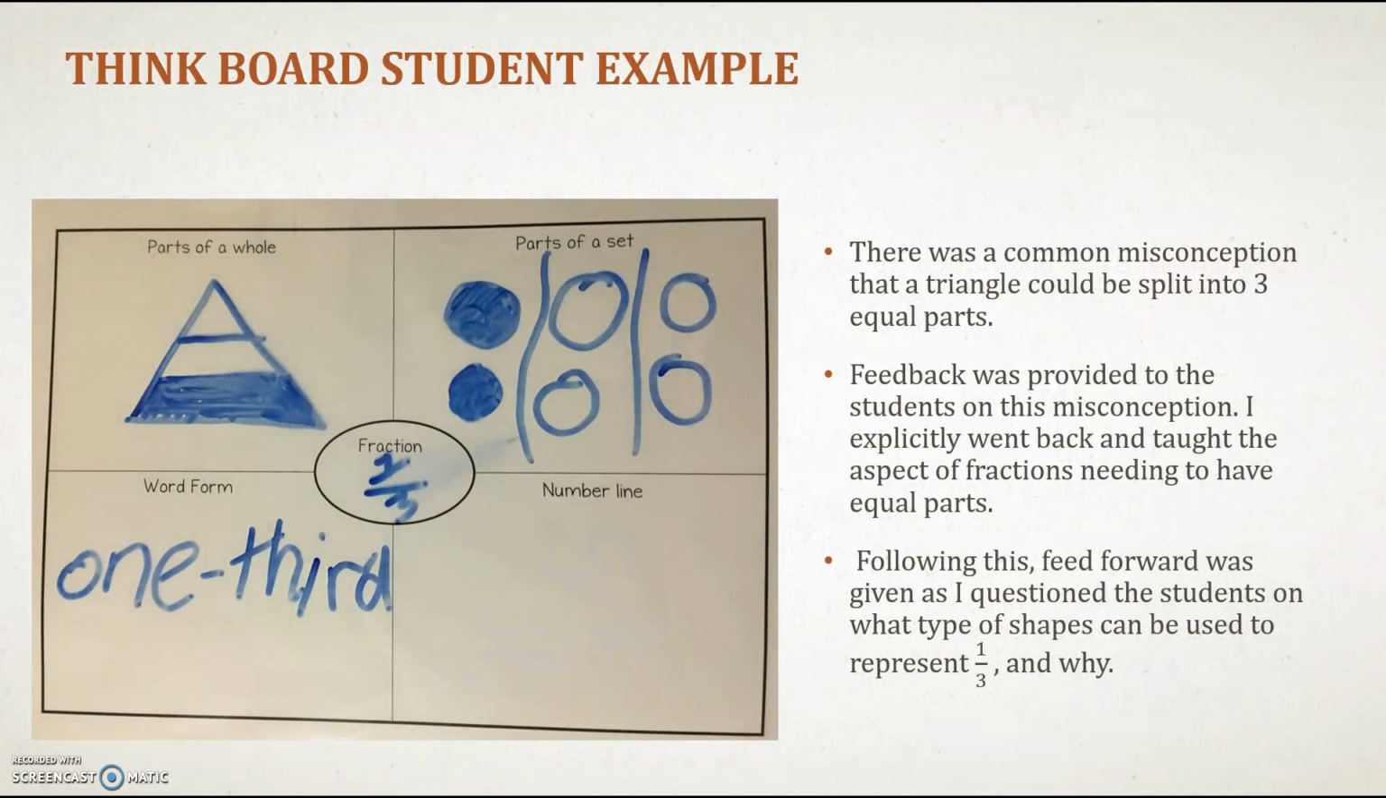This is a think board of a student example. There was a common misconception that a triangle could be split into 3 equal parts. I stopped the lesson and feedback was provided to the students on this misconception. I explicitly went back and taught the aspects of fractions needing to have equal parts. Following this, feed forward was given as I questioned the students on what type of shapes can be used to represent 1/3 and why this is.